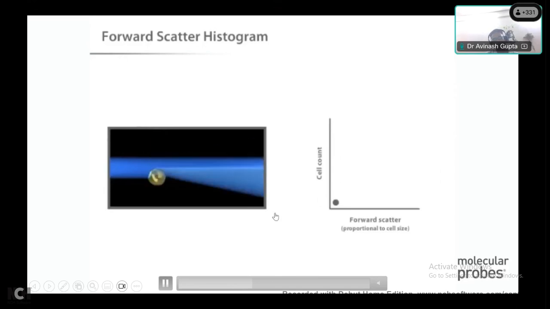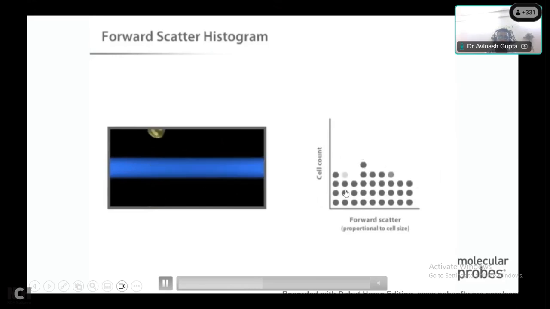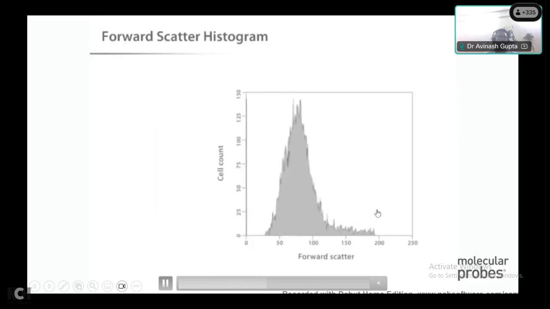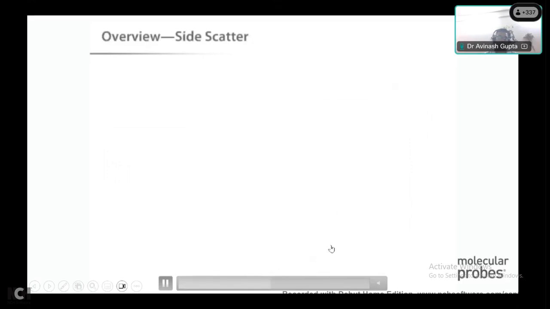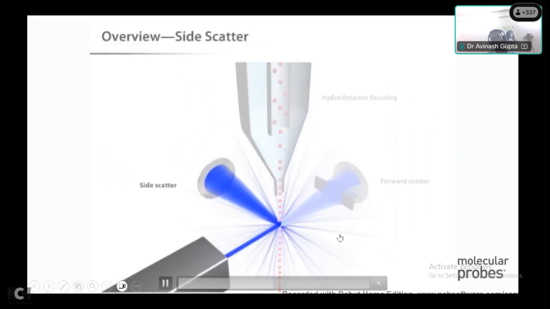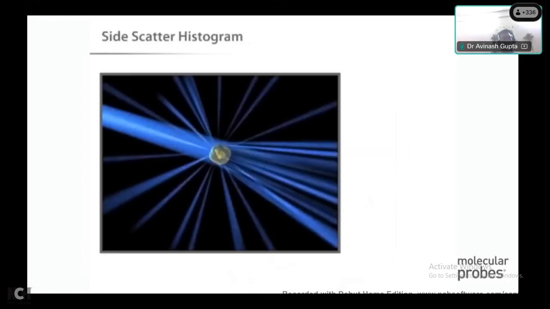And if you see here, whenever a cell is passing, a dot is created here. If the cell is large, it will go towards the right side. If the cell is small, it will go towards the left side. The events are collected in this way, and this type of histogram will be generated. Here you can see the cells on the right hand side are large, and the cells on the left hand side are small.